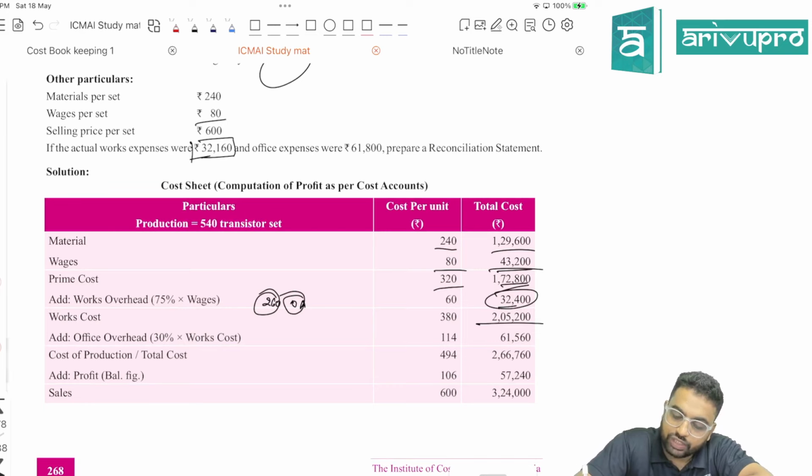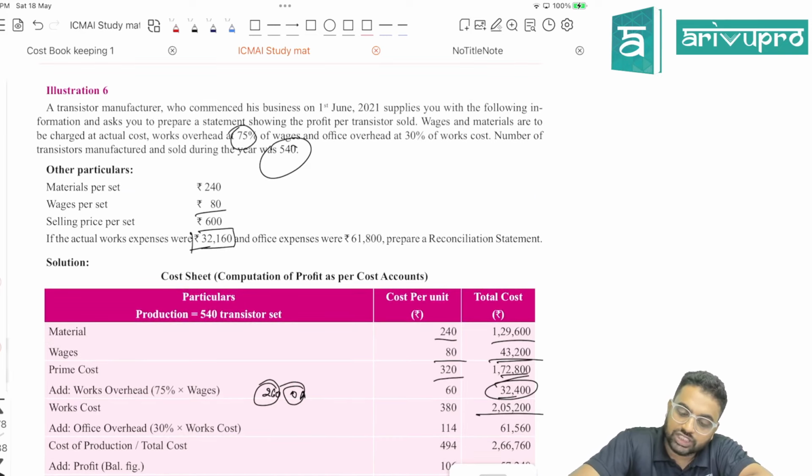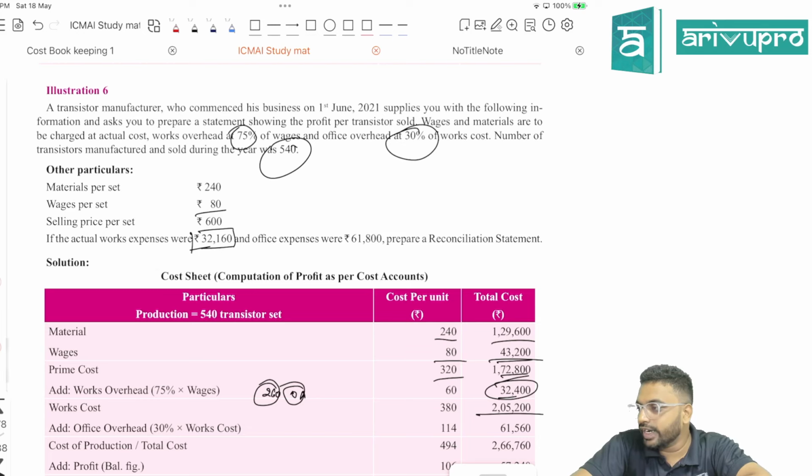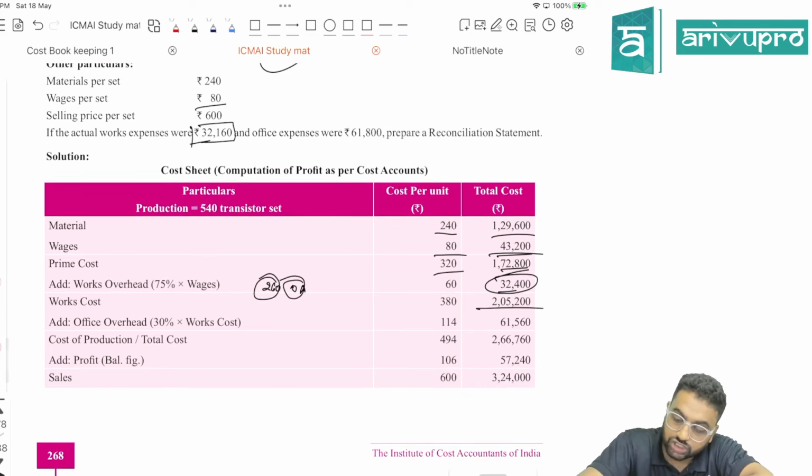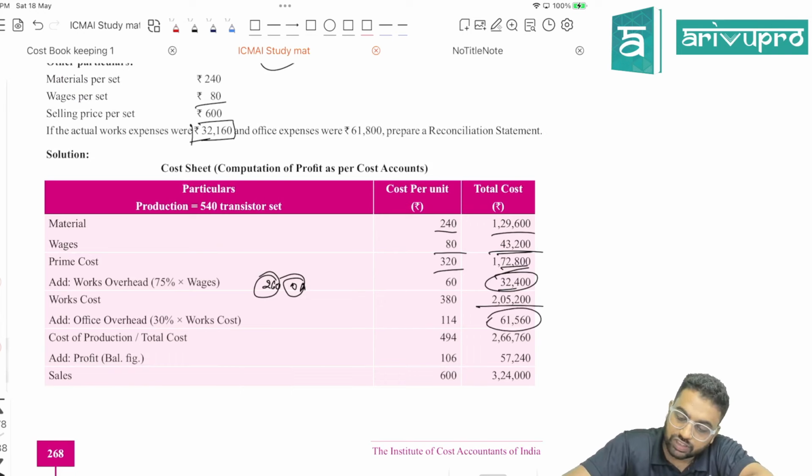Works cost is 205,200. Office overhead at 30% of works cost will come to 61,560. But actually how much did I spend, sir? 61,800. So under absorption or over absorption, sir? Under absorption. How much, sir? 61,800 is actual paid, but I absorbed only 61,560. Around again 240. Yes, around 240.